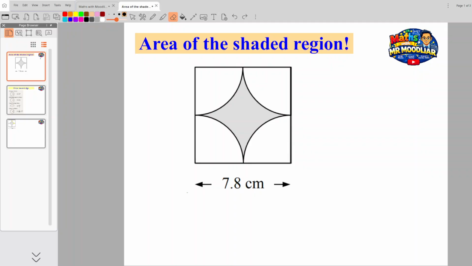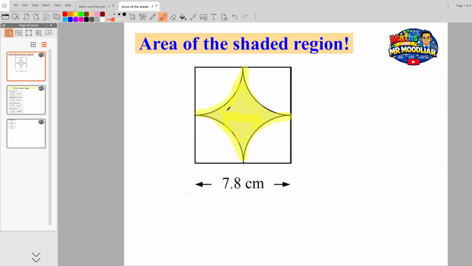So in this video, we are going to calculate the area of the shaded region. This is the region that we are going to calculate. Let me show you now. Let me just highlight it for you. That's the region that we are going to work out.